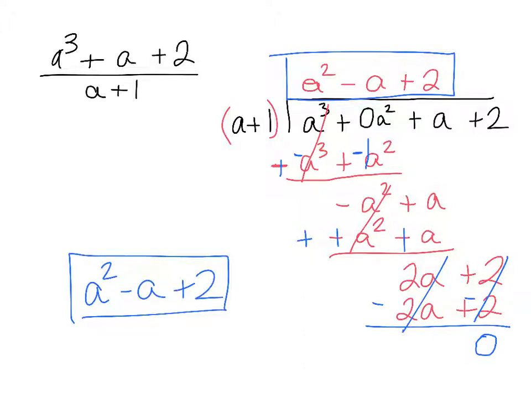That's a nice scenario. The main thing to pay attention to on this one is that whole missing a term thing here. If you're missing a term, you've got to stick a 0 as a placeholder so you have a column for those a squareds. All right, that's our first one down. Let's try another one.